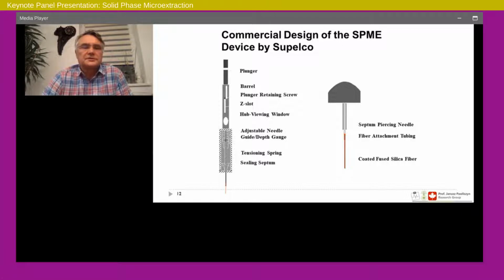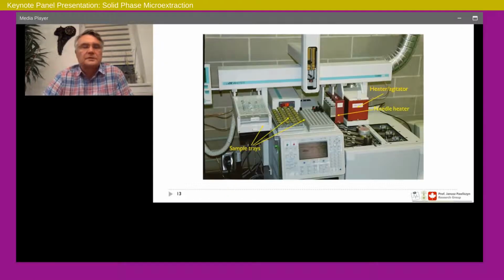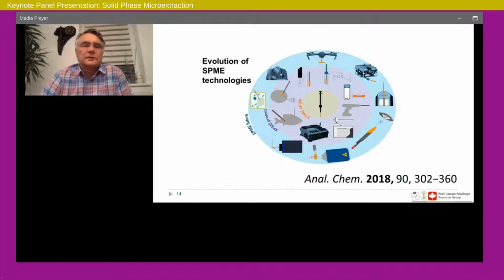It's basically a syringe where you have a coated fiber inside the needle. By moving the fiber in and out, you can expose the fiber to the sample, or you can protect it in the needle. So if you do extraction, you expose the fiber, or if you do thermal desorption, you expose the fiber, and if you penetrate the septa, you keep the fiber in the needle. And a typical automated device is the CTC autosampler, which is sold all over the world.